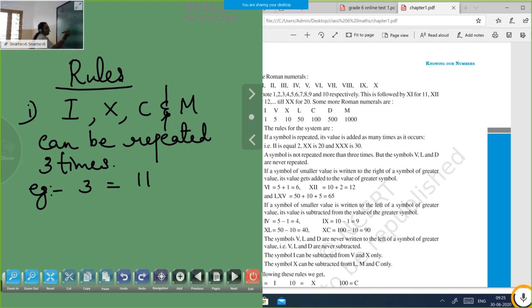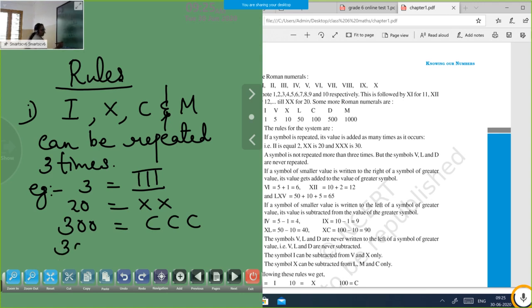3, how to write 3? III. Okay? If it is 20, how to write? XX. If it is 300, how to write 300 children? CCC, 300. If it is 3000, how will you write children? MMM. Because 1 M means 1000, 2000, 3000.